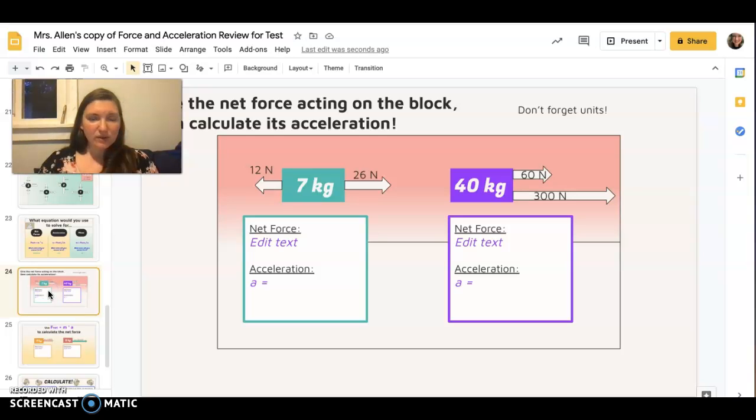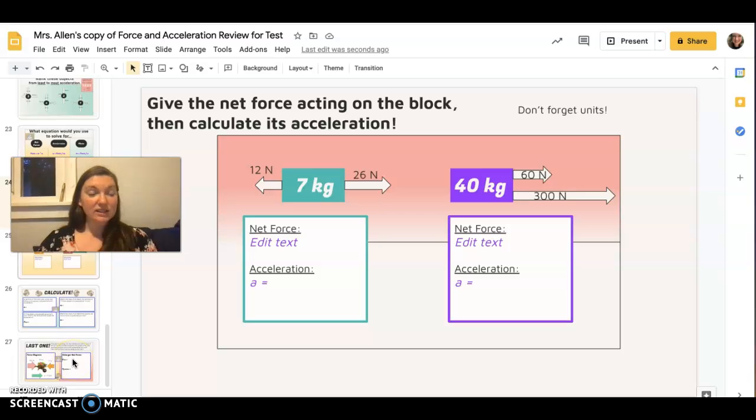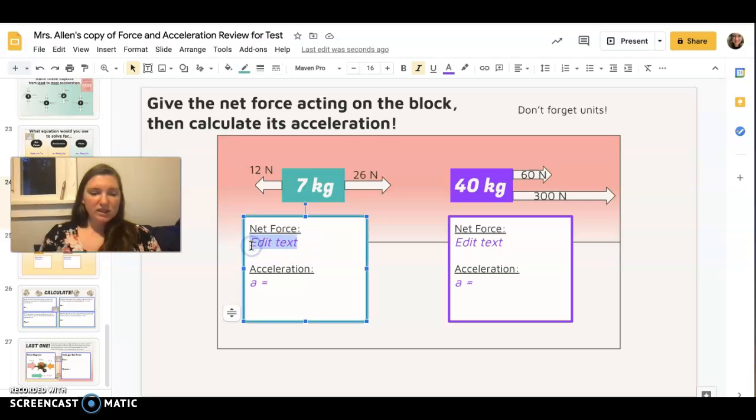All right, so give the net force that is acting on the block and then calculate its acceleration. The net force that's acting on this block is going to be 26 newtons minus 12 newtons. 26 newtons minus 12 newtons equals, let's see, 24 newtons would leave us with 12. So this is going to be 14 newtons. See, there was 2 more here.